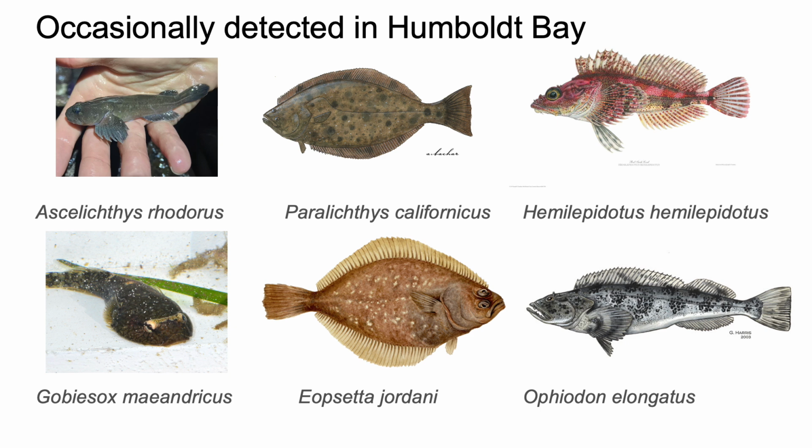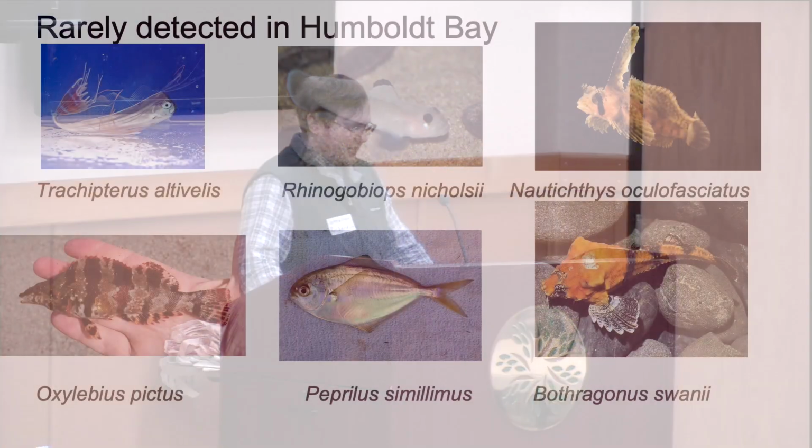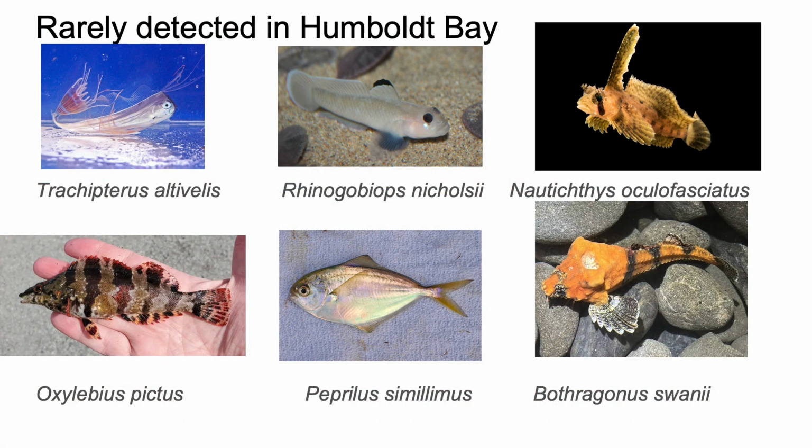Moving forward, we have a couple of more occasionally detected species in Humboldt Bay. We have the rosy-lipped sculpin, we have the California halibut, we have the red Irish lord, we have northern clingfish, we have the petrale sole, and of course we have the lingcod. Now some of these species have been caught regularly through traditional methods, but with eDNA they were quite regularly detected in the systems.